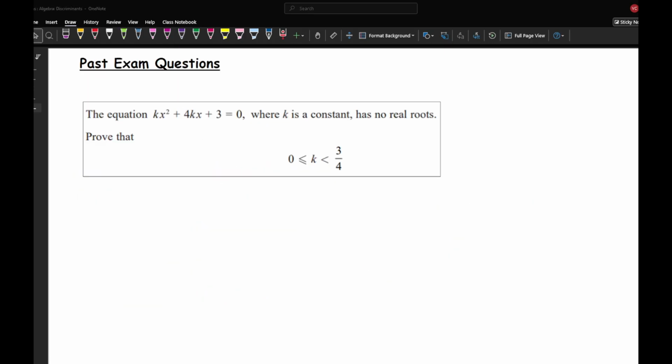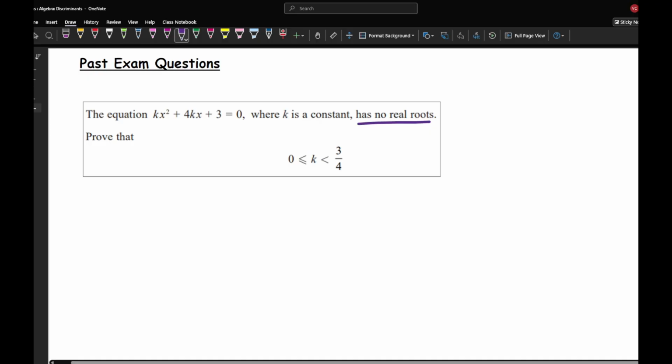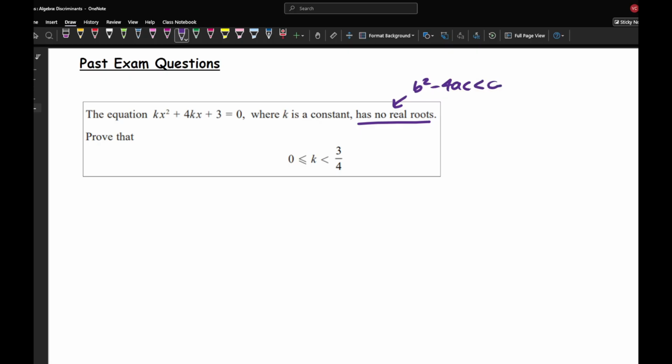So now let's have a look at a past exam question. The past exam question says the equation kx squared plus 4kx plus 3 equals 0, where k is a constant, has no real roots. Prove that k is in between, and inclusive of 0 and exclusive of, 3 over 4. So again, looking at this, we know it's mentioning no real roots, so we're looking at discriminants. So b squared minus 4ac is less than 0.